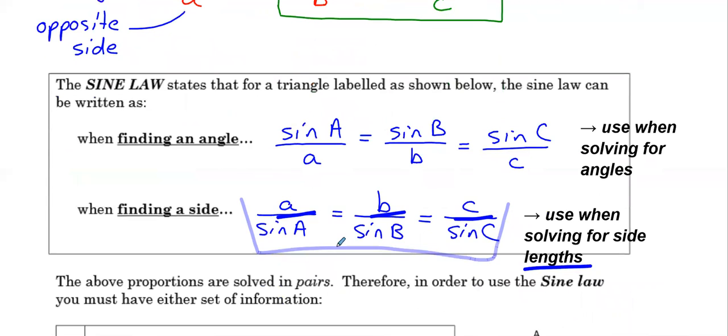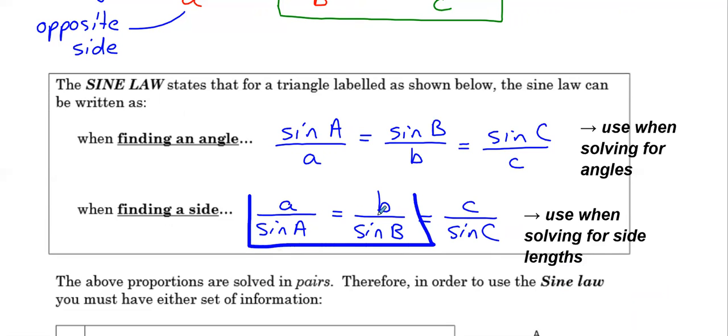Okay? Now, basically how these ratios or proportions are set up is you would use them in pairs. So you'd identify which pair is going to be able to be used to answer any problems that you may have. Okay, so you shouldn't be using all three at the same time. That's too confusing. Okay, so solved in pairs.